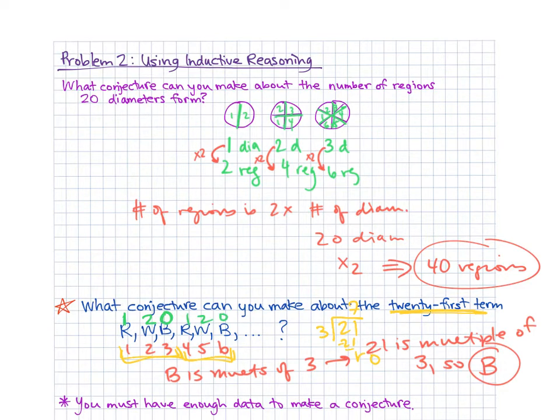So basically, if we wanted to do the 100th term, take 100, divide it by 3, and that goes in 3 times 10, 3 times 9, and then we have a remainder of 1. So all the remainder of 1s are going to be R. So the 100th term would be R. So that's another way to do it.